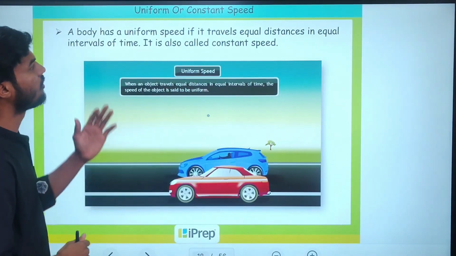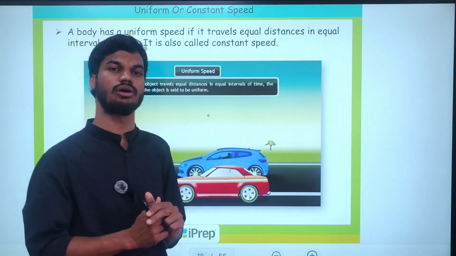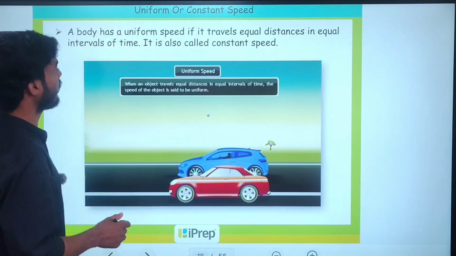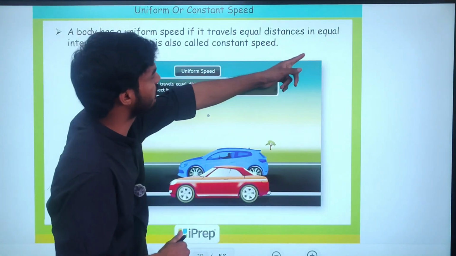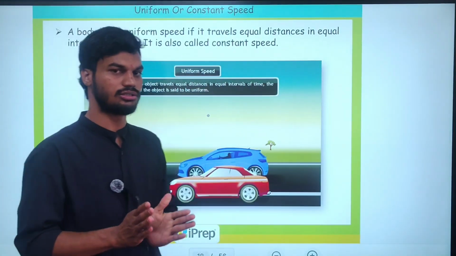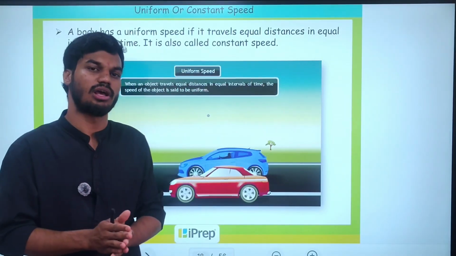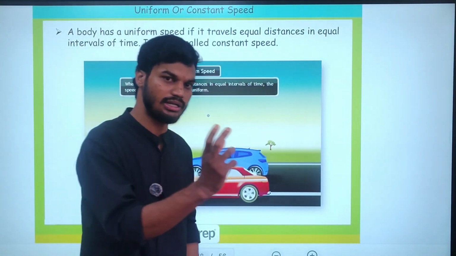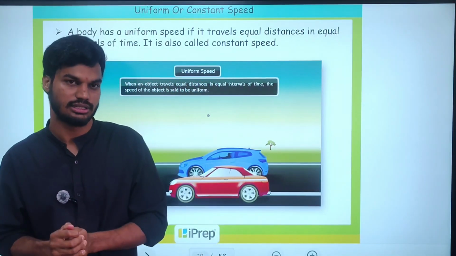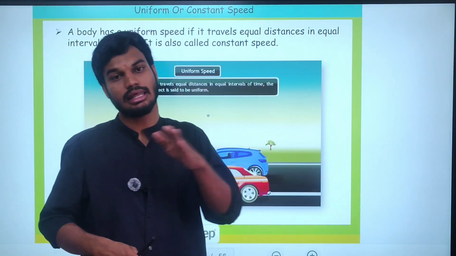Next, uniform or constant speed. Uniform, constant, both are similar, the same terminology. Uniform and constant. What is given? A body has uniform speed. It travels equal distance in equal interval of time. It is also called constant speed. Simply, constant speed: same distance, same interval of time. A car is able to travel the same distance in the same interval of time, that is known as constant speed. So with changing time, the speed was not increasing, not decreasing.